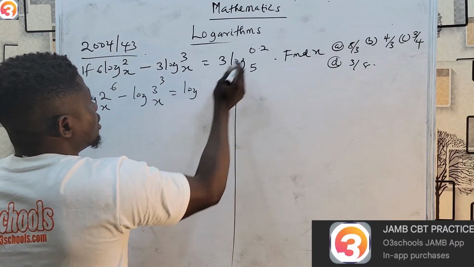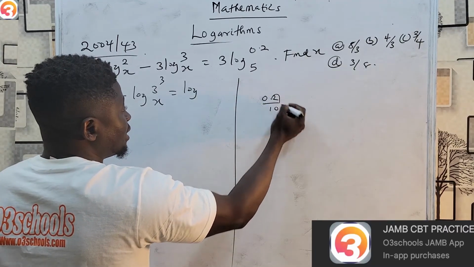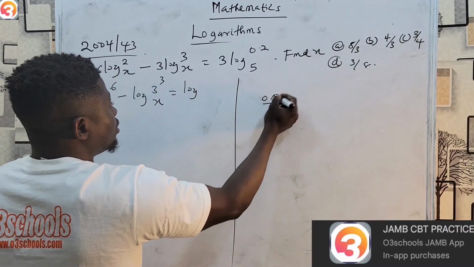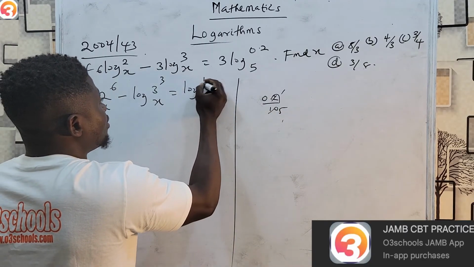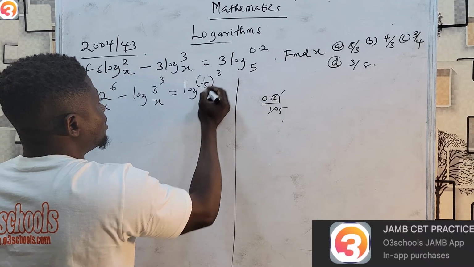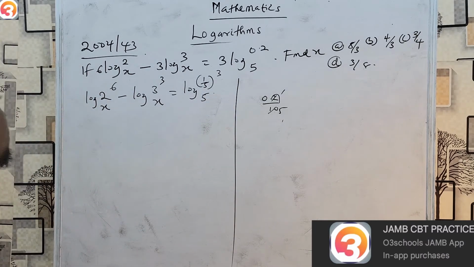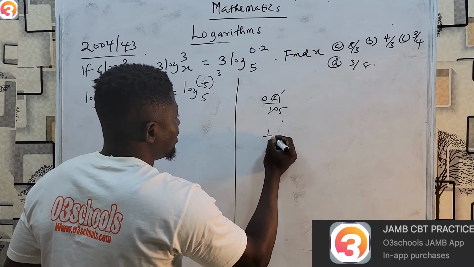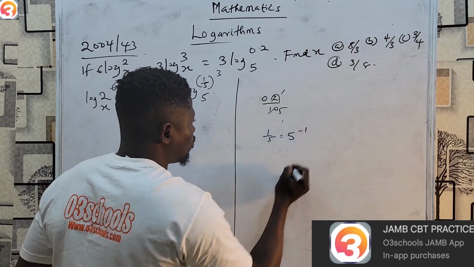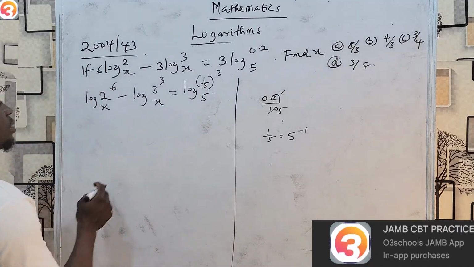log 0.2, which is 2 over 10 in fraction. Let us reduce it, so I'm going to have 1 over 5, raised to power 3, base 5. We have gotten that. Now let's continue. What does 1 over 5 mean? 1 over 5 means 5 raised to power minus 1, isn't it? For example, we can also apply it here.